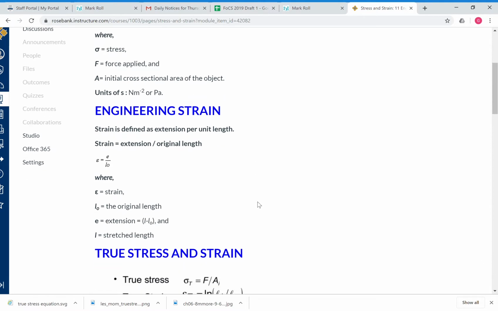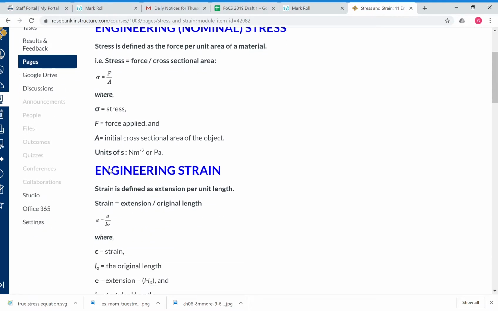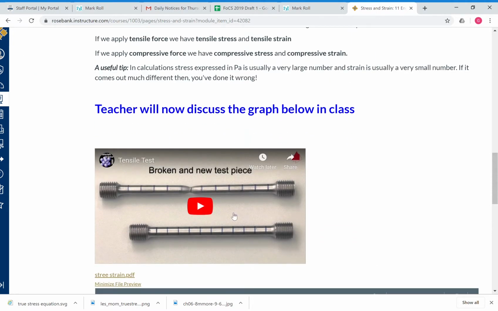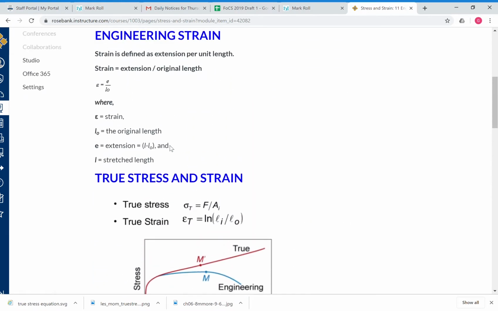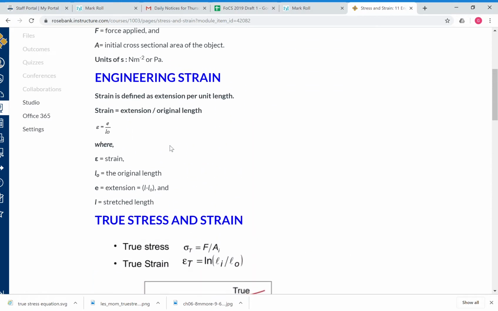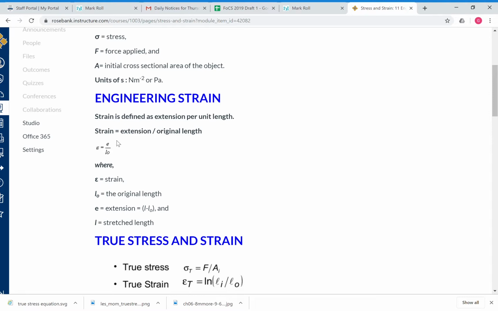Now, engineering strain is ΔL over L naught. So L naught is the original length, as in starting from 0, okay? L naught for this particular question here would be this bar here before we stretched it, okay? Once we stretch it, we've got a new length. It's increased in length. So for engineering strain, what we do is we take the extension, which is the change in length, and we put it over the original length.